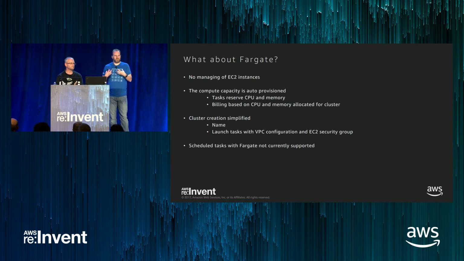And so now when we want to create clusters, it's much simpler if we don't have to worry about EC2 instances. All we have to do is just specify a name, and that's our logical cluster. And then when we launch tasks, we pass in our VPC configuration and EC2 security groups. And we can also schedule tasks as one of our features, but scheduled tasks is actually handled by CloudWatch Events. CloudWatch Events has not yet been updated to support Fargate. When it does, then it will work. But right now, when you run scheduled tasks, you have to run it on a cluster that has EC2 instances.